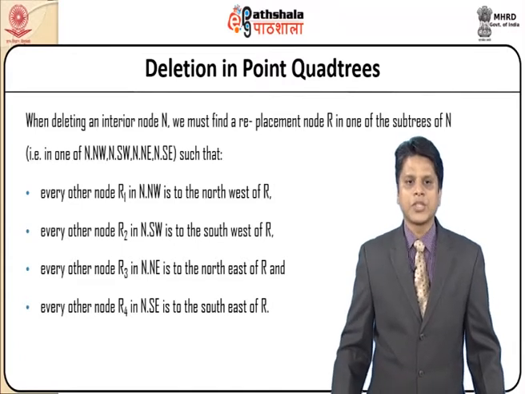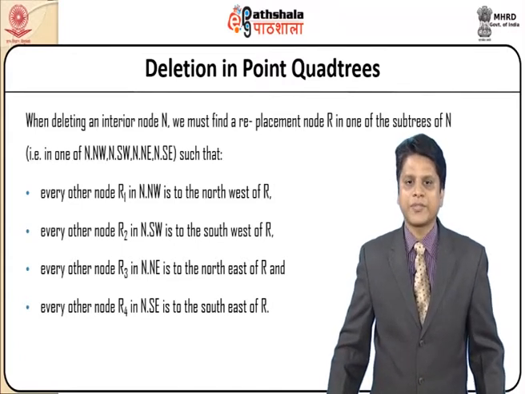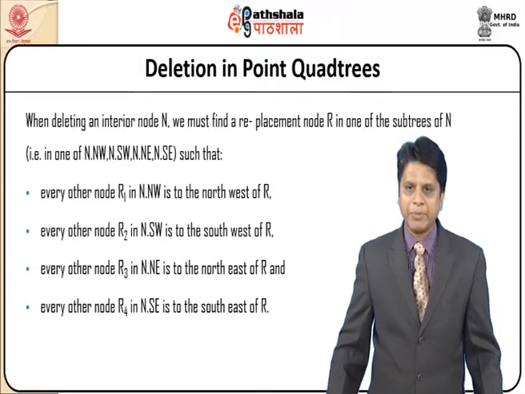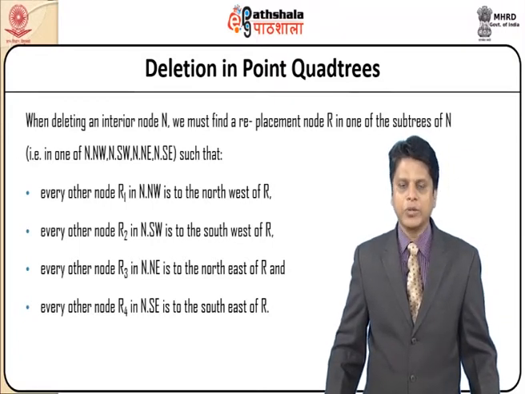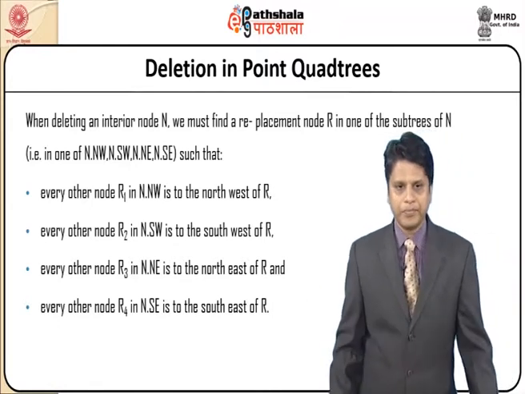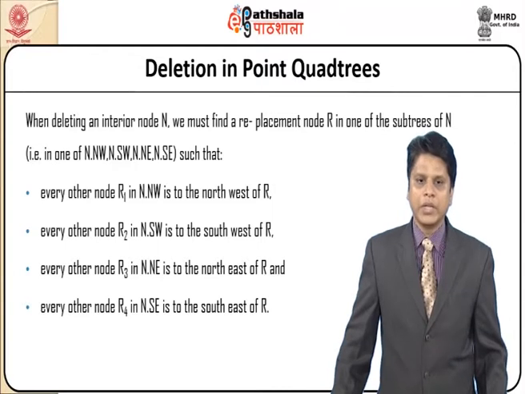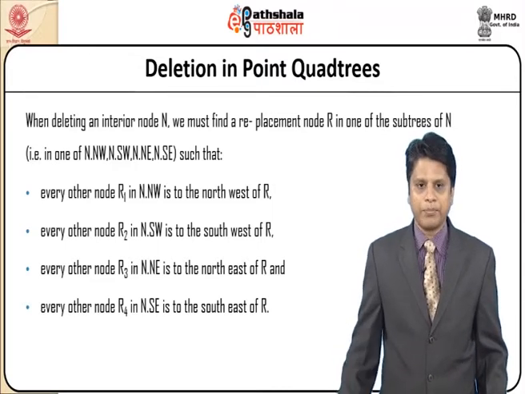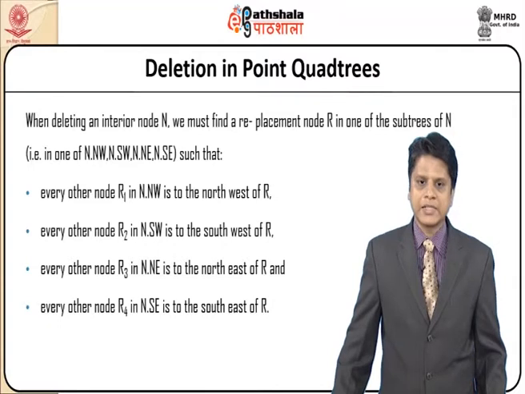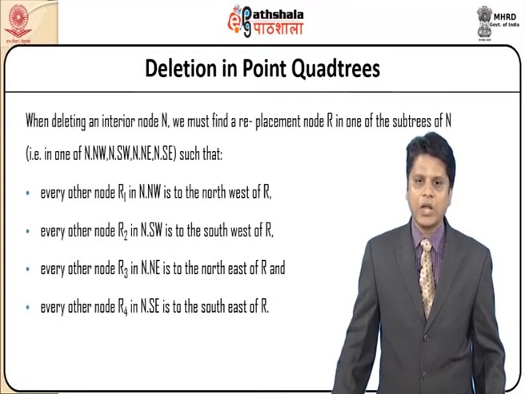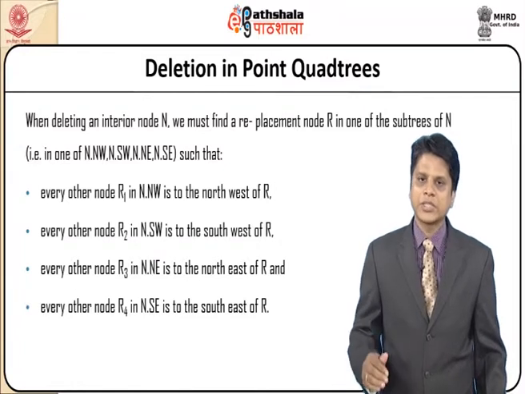values as such. So, when deleting an interior node n, we must find a replacement node R in one of the subtrees of n, that is, in one of n dot nw, n dot sw, n dot ne or n dot se, such that every other node R1 in n dot nw is to the northwest of R. Every other node R2 in n dot sw is to the southwest of R. Every other node R3 in n dot ne is to the northeast of R, and every node R4 in n dot se is to the southeast of R.